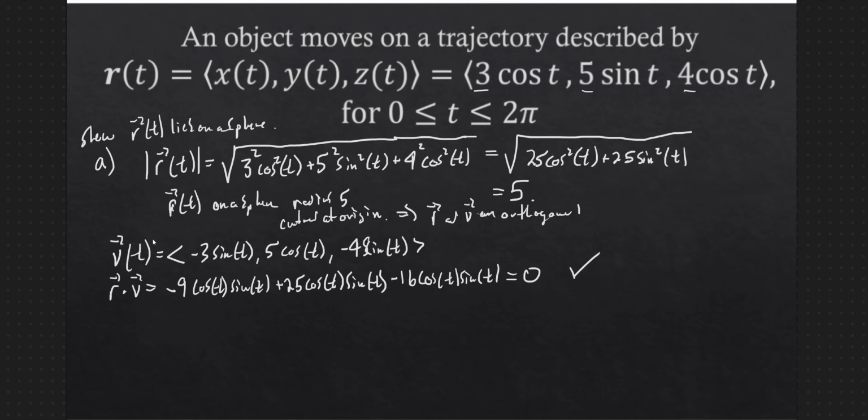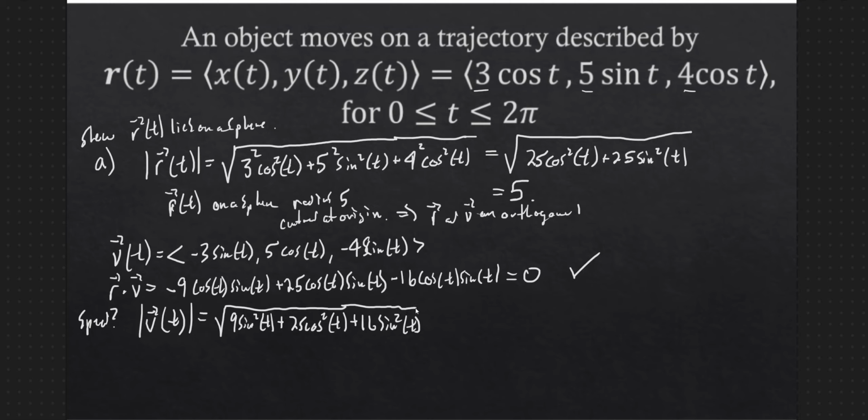So that's pretty cool. What's the speed of my object? Let's investigate that as well. What's the speed? For that, we want the magnitude of the velocity. And so that's the square root of 9 sine squared t plus 25 cosine squared t plus 16 sine squared of t. And again, we see this happening. We get a constant speed of 5. So my speed is constant, but my direction's changing, right?